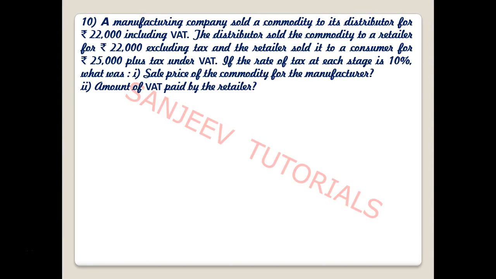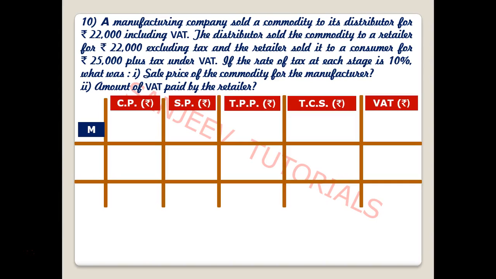First step, as usual, I prepare a table. In this sum, there are three people involved: manufacturer, distributor and retailer. So I have also prepared three rows along with the 5 columns present. So let us start with manufacturer. Manufacturer has sold the article for rupees 22,000. Now please note, 22,000 is the selling price including tax. So I cannot do the entry directly in the second column for the manufacturer. It is selling price is 22,000 including tax.